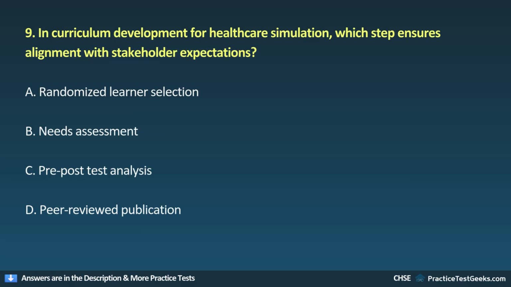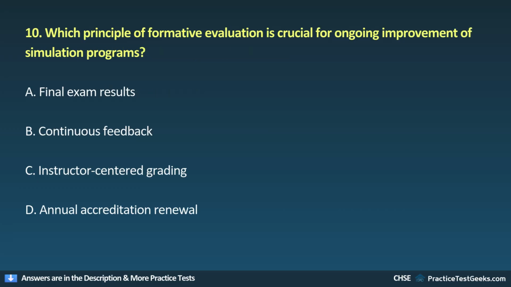9. In curriculum development for healthcare simulation, which step ensures alignment with stakeholder expectations? A. Randomized learner selection. B. Needs assessment. C. Pre-post test analysis. D. Peer-reviewed publication.